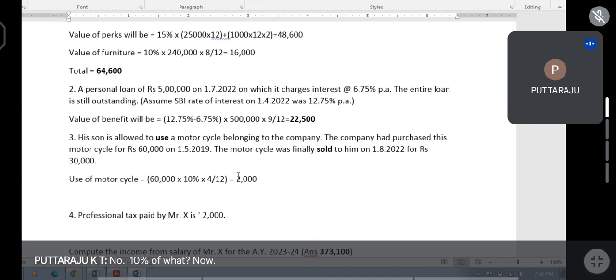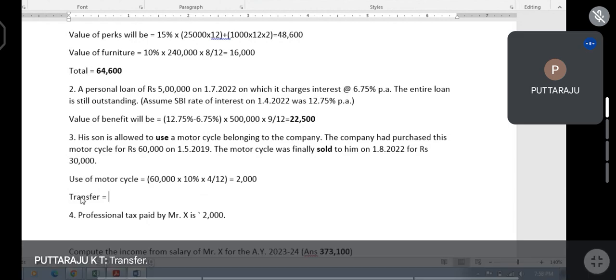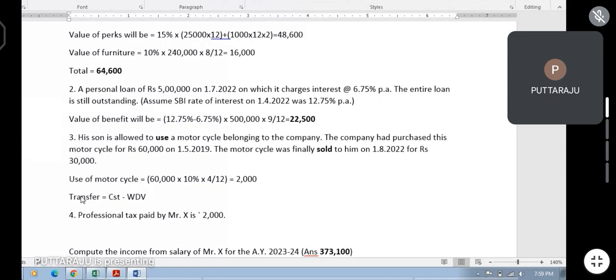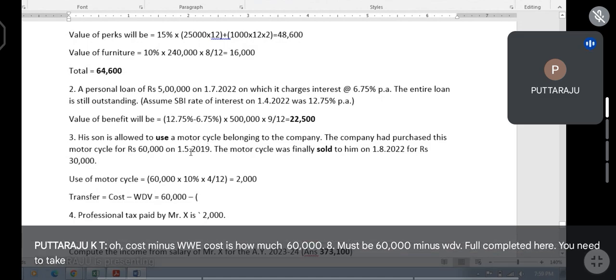Now, transfer. That means cost minus depreciation, WDV. You need to calculate that. Cost minus WDV. Cost is how much? 60,000. Full completed years you need to take: 19-20, 20-21, 21-22, 3 years. That means 30%, 10% into 3 years.